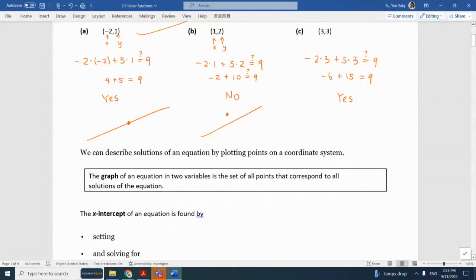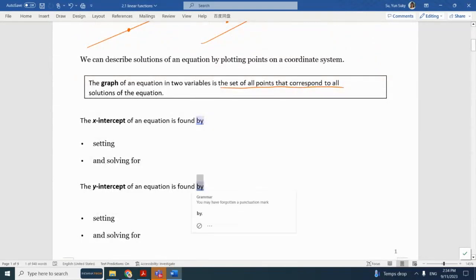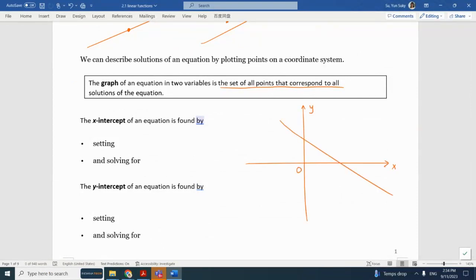So the graph of an equation in two variables is the set of all points that corresponds to all the solutions of the equation. All right. X-intercept. So let's say we have a picture like this. This is the x-axis, this is the y-axis, that is 0. X-intercept is where the graph crosses the x-axis. Right, everybody? This is the x-intercept. And what's the y-coordinate? 0. Let's say this is A, then this is the point (A, 0). We are setting y equal to 0. So you have x and y and you have an equation. You set y equals to 0 and you solve for x. Okay, everybody?